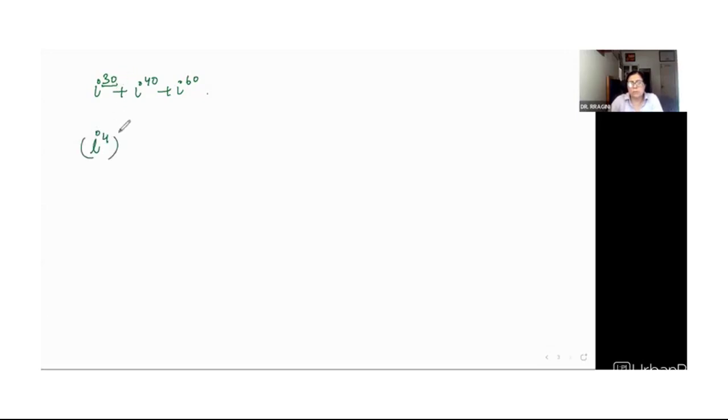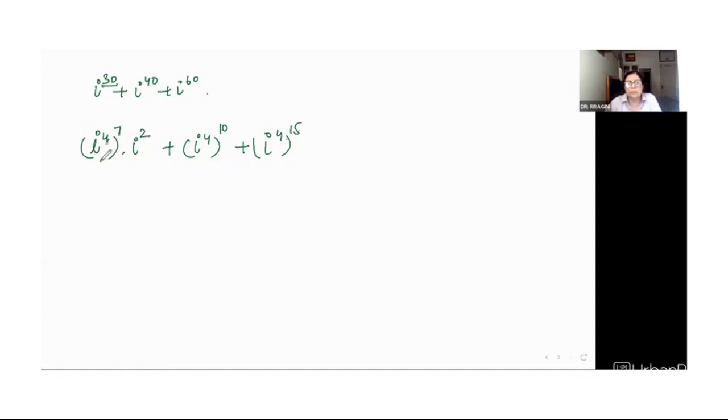30 is what? 7 times 4, 28, plus 2. 40 is what? i to the power 4 raised to the power 10. 60 is what? If we divide 60 by 4, we get 15, so this is 15 times 4. This is 10 times 4. And here it is not exactly a multiple of 4, so I just broke it into 28 and 2. 4 times 7 is 28, added to 2, 30.